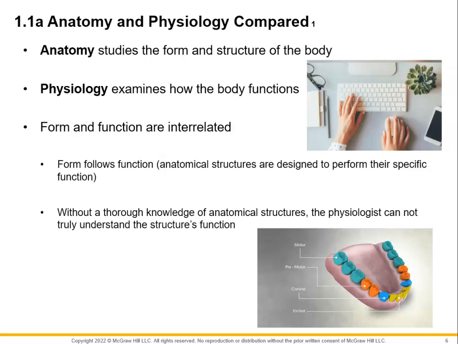So to begin, let's define anatomy and physiology. So anatomy is simply the study of form and structure of the human body and the body parts. Physiology examines how those body parts function. Now, even though we define them separately, they really go together. They're interrelated because form follows function.